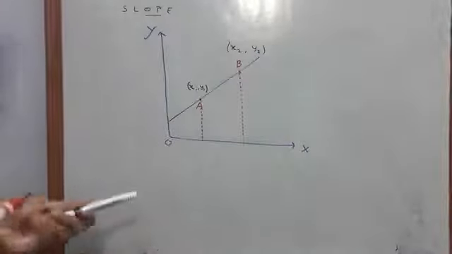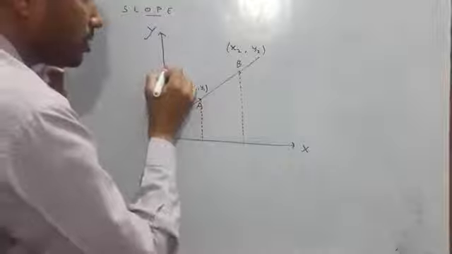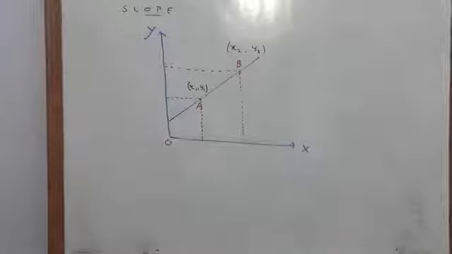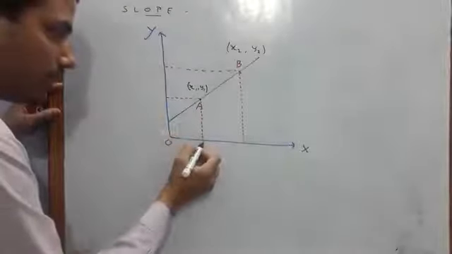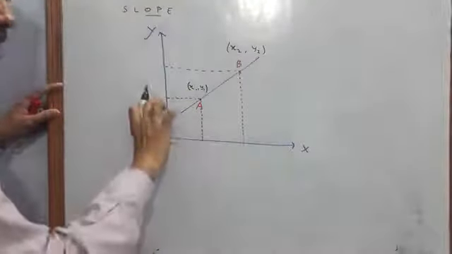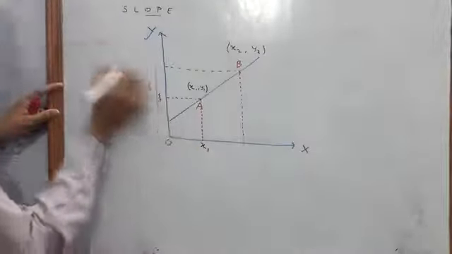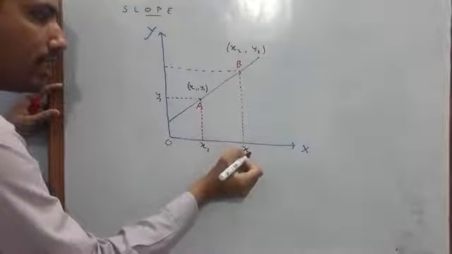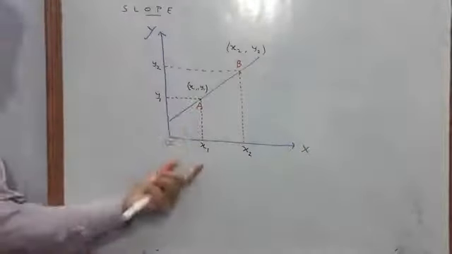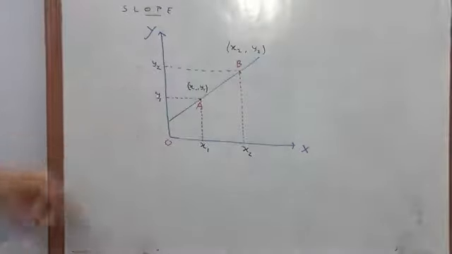We also drop perpendicular on y-axis from these 2 points. This means for point A, from origin to this point, this is its x coordinate and this is the y coordinate. So this must be x1 and this will be y1. Likewise for B, this should be x2 and this should be y2. When I say x1, I mean this length. This length is x1 and this length is x2. This length is y1 and this length is y2.